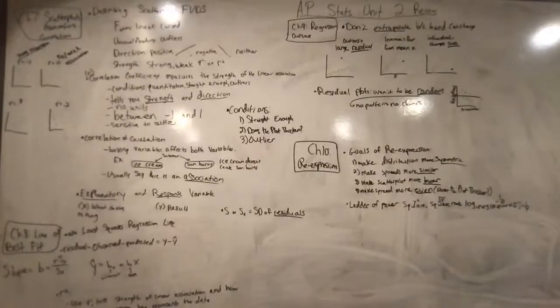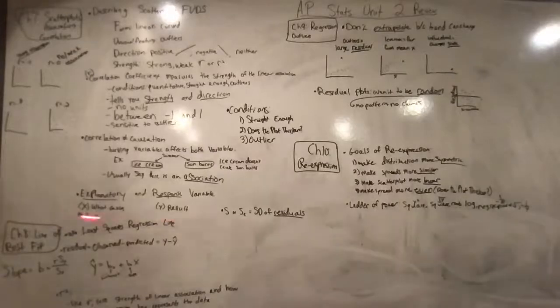An example is summer. It affects both variables, ice cream and sunburns. Ice cream obviously does not cause sunburns, but it might seem like that because there might be more ice cream sales and sunburns in the summer. And usually you say there's an association, not that there's a correlation.